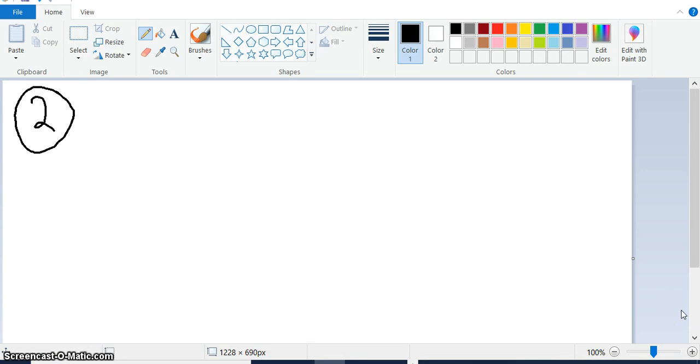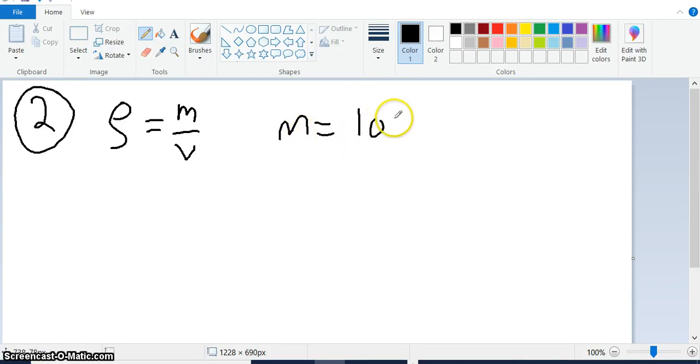So remember the density equation. We use the symbol rho for density, which is equal to mass divided by volume. You have to choose a particular mass. I'm just going to pick a mass of 100 kilograms, which just makes life a lot easier. Somebody with a mass of 100 kilograms would be a little bit more than 200 pounds, for example.